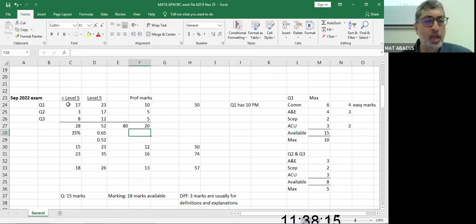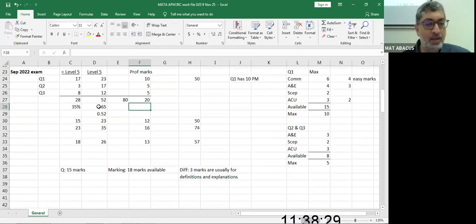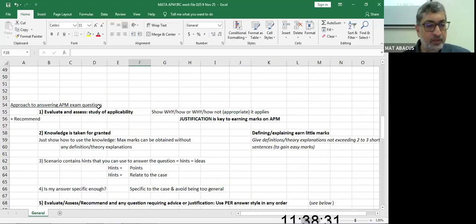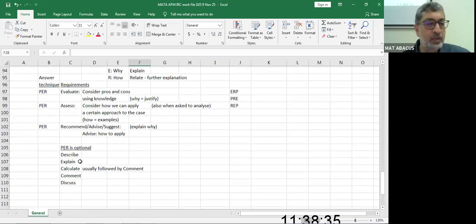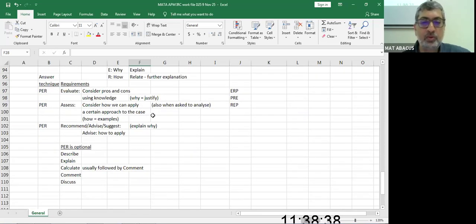is that question 1, out of the 40 technical marks, we had 23, which is level 5. Level 5 means evaluate, assess, recommend. Yeah, or level 5 also includes the use of evaluate, assess, recommend. Sometimes they use the word analyze also. Okay, also advise and suggest.